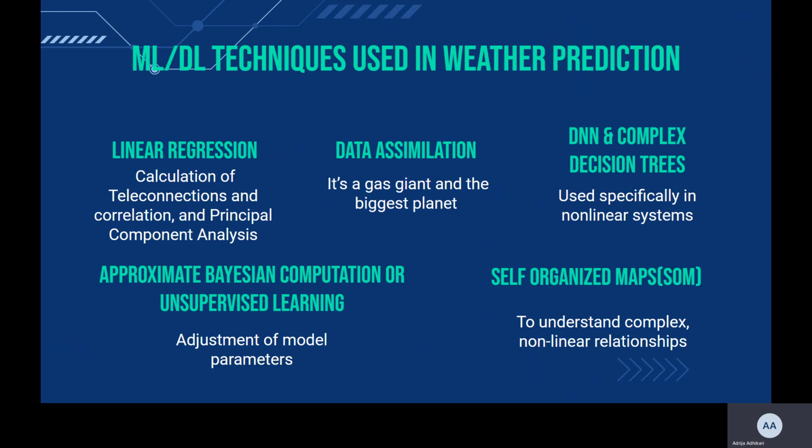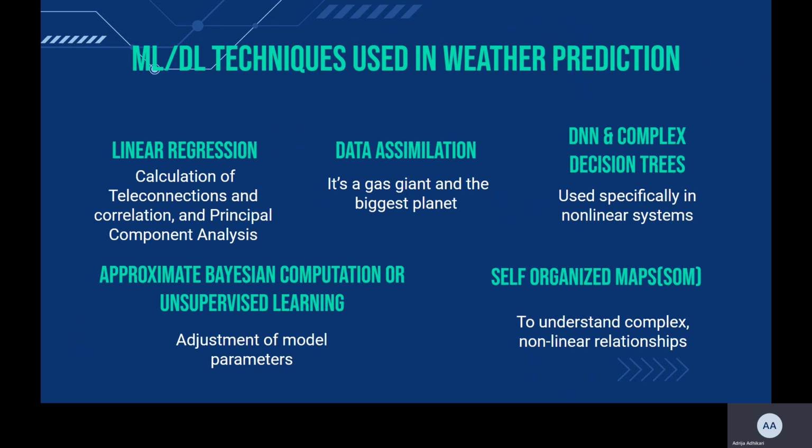Now, coming to the types of techniques used in this presentation for weather prediction, many techniques that are already part of the standard toolbox of numerical weather prediction, that is NWP, can be seen here and are considered a part of ML and DL. These processes are linear regression, calculation of teleconnections and correlation, and also principal component analysis (PCA). Coming next is data assimilation. So DA can also be counted as machine learning. It is therefore not fundamentally new to use machine learning to improve predictions.